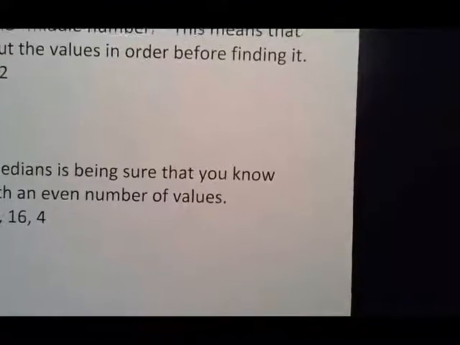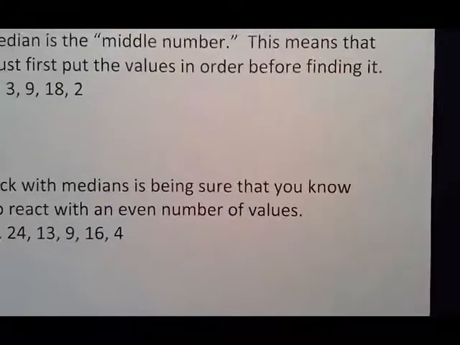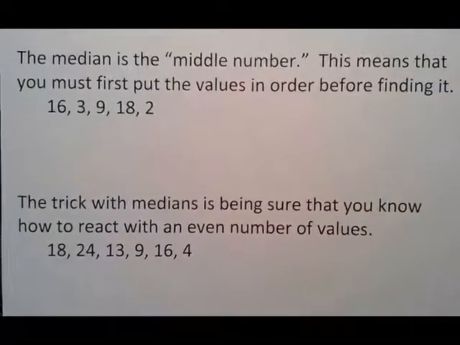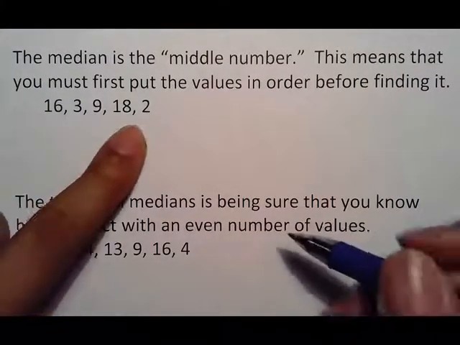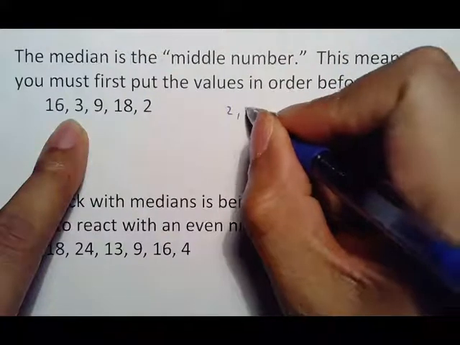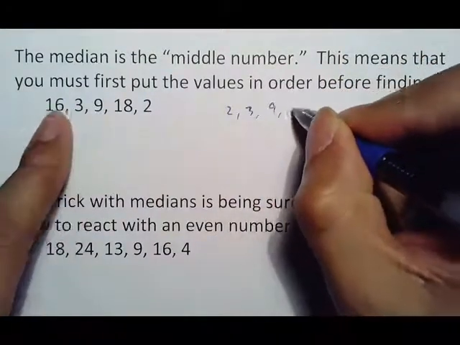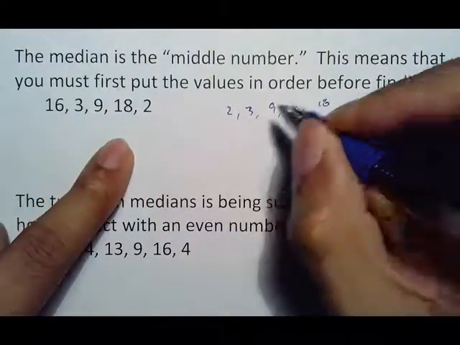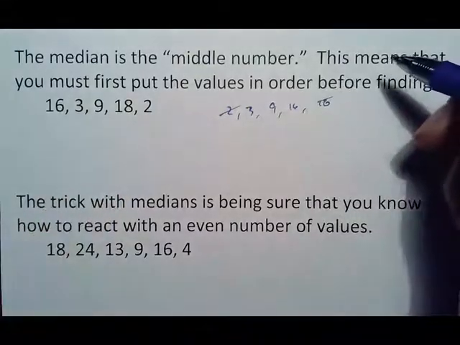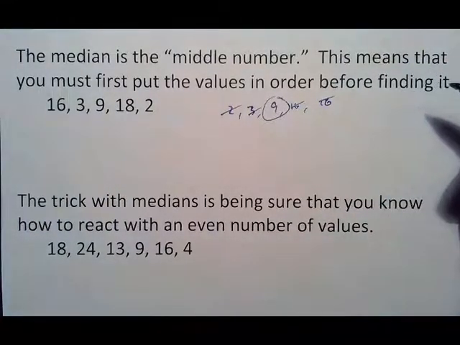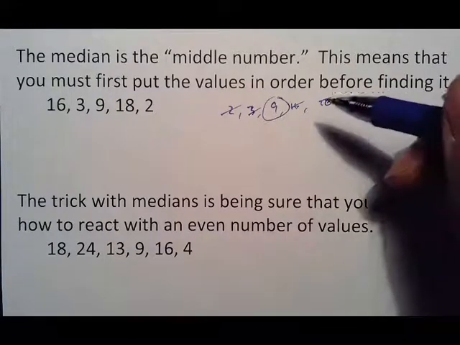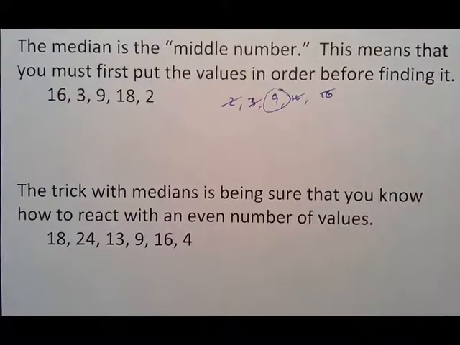You do have to be careful on the median, which again, the main reason why I'm doing this is the median and the quartiles, because the median is the middle number. It means that you have to first off put them in order. So you would put 2, 3, 9, 16, 18, and this is the one where you eliminate down to the middle, which in this case means that your median would be 9. But that is nice as long as you know there's an odd number.